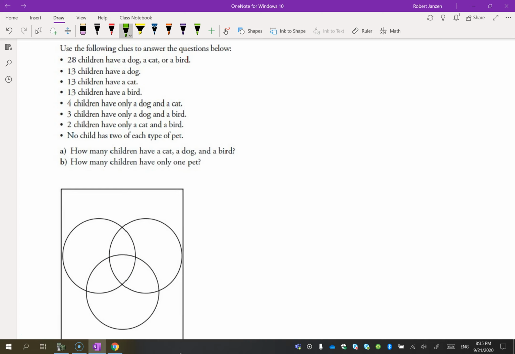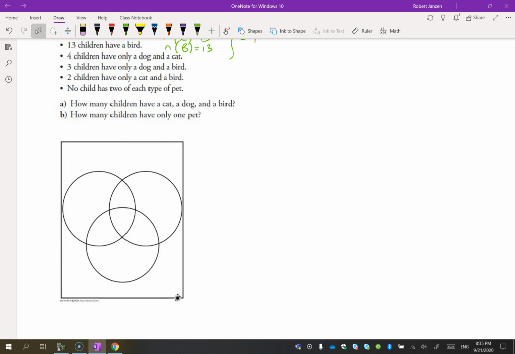Okay? Then the number that own a dog is going to be 13. The number that own a cat is going to be 13. The number that own a bird is going to be 13. If you add those up, that turns out to be 39. So I just told you that the numbers in here are going to add up to 28.